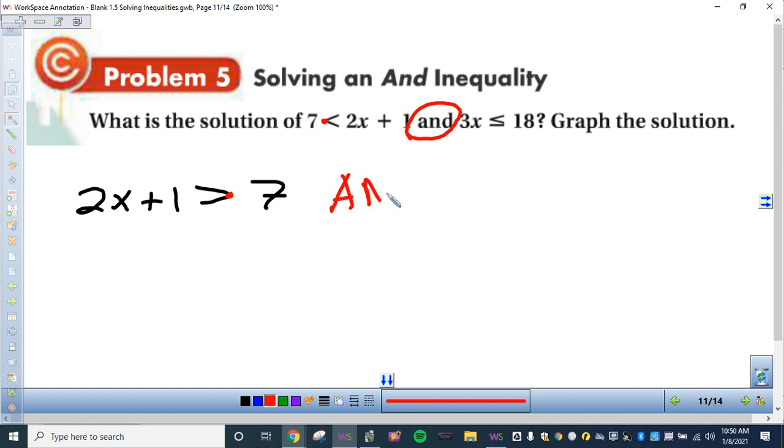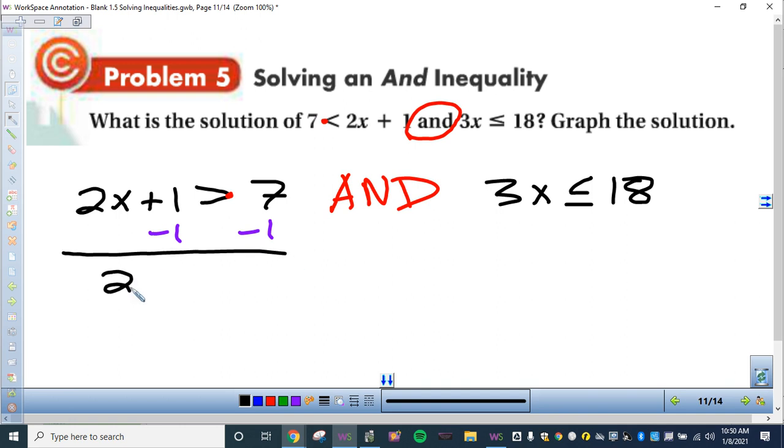I like writing the and in shockingly organized use of color, a big fat red right in the middle. Just so I remember when I graph, my arrows should connect. And then sometimes they won't, right? But almost all the time they will. Second equation is 3x is less than or equal to 18. And then we just solve. Usually when they give you these compound inequalities, they're not particularly difficult ones to solve. So we're going to subtract 1 from both sides. On the first one, we get 2x is greater than 6. Second one, we're going to divide by 3 on both sides. And we get x is less than or equal to 6.